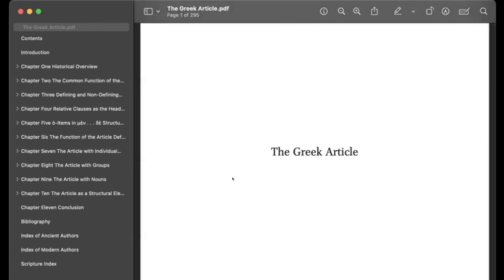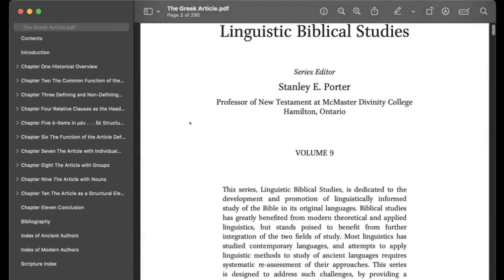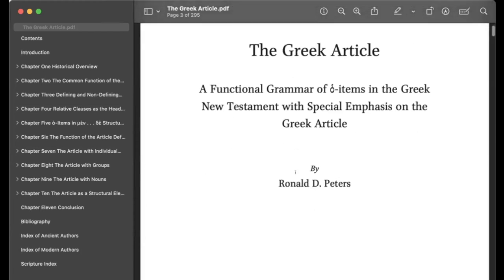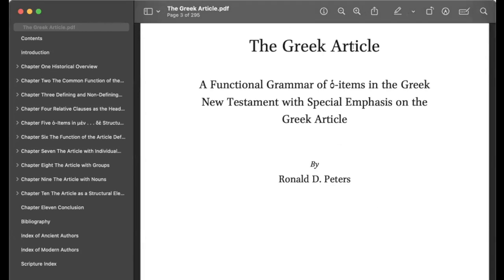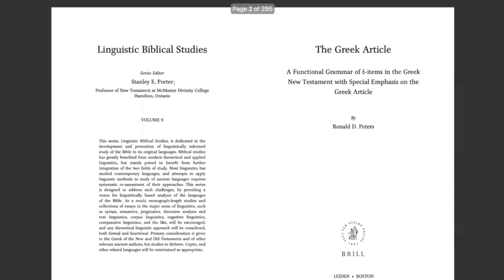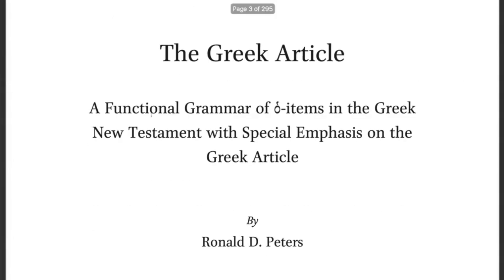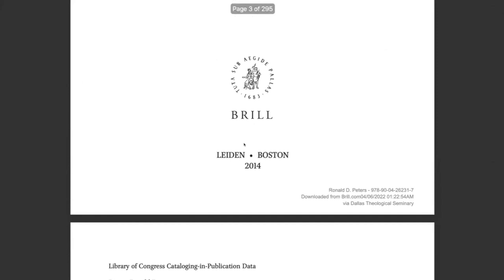Okay, so this book is called The Greek Article. The series editor is Stanley Porter, but the person who wrote this book is Ronald Peters. It is called The Greek Article: A Functional Grammar of Omicron items, or the article, in the Greek New Testament, with special emphasis on the Greek article. I know that's a mouthful. Basically, it's about the Greek article and its function. This is published by Brill in 2014.